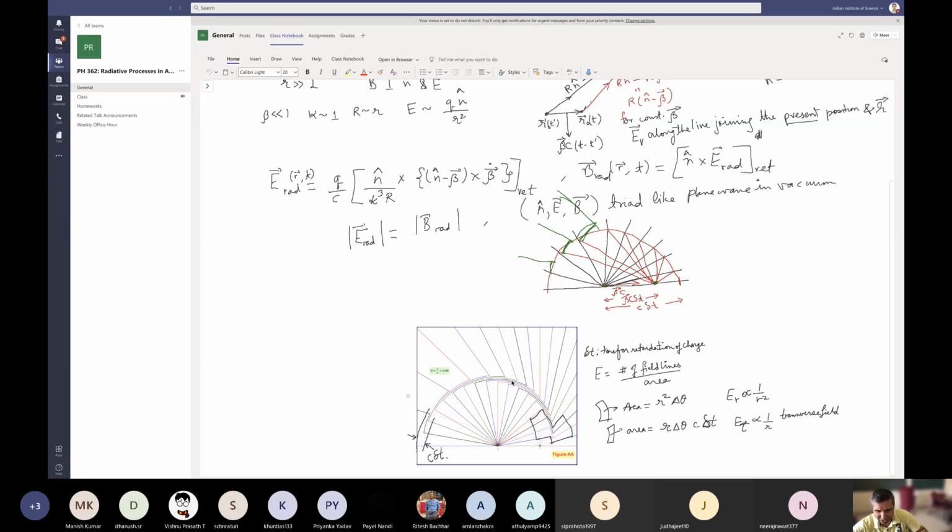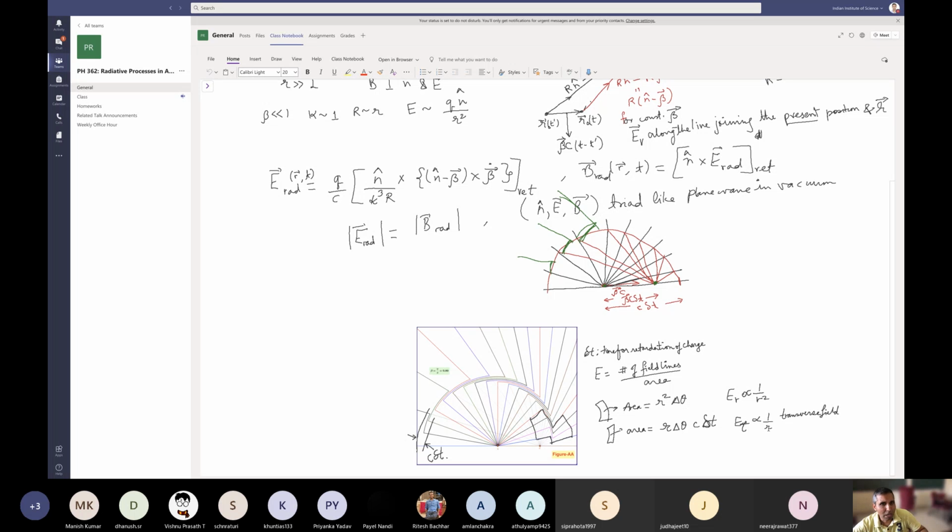If you look at the same situation after some time, this circle would move here, right? But the width will remain the same. It's c delta t, whereas as you go to larger radii, the area will fall off like r square. So that's one way of seeing that the electric field is tangential and falls off slowly, like in radiation.